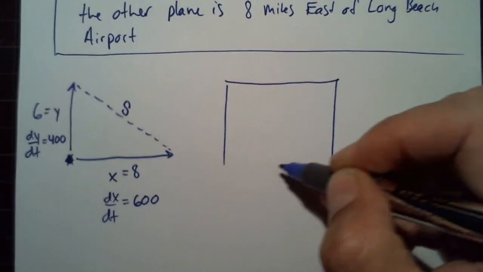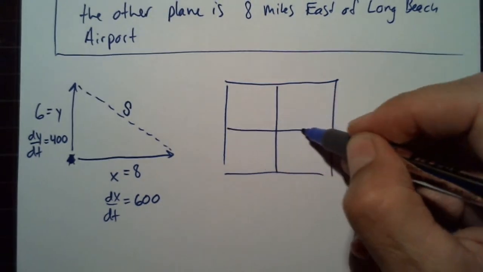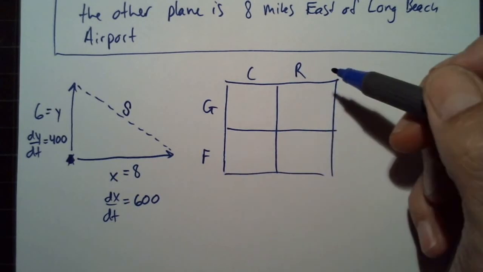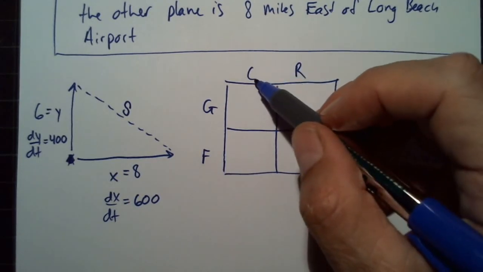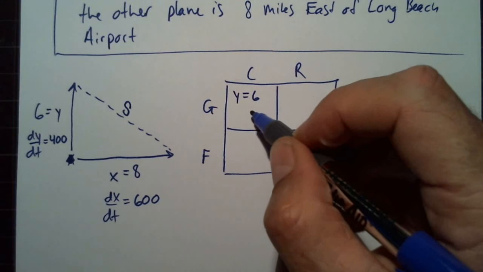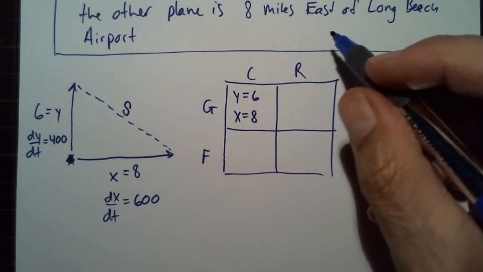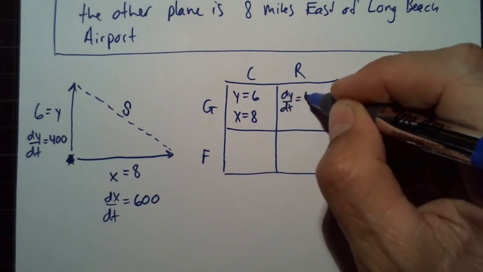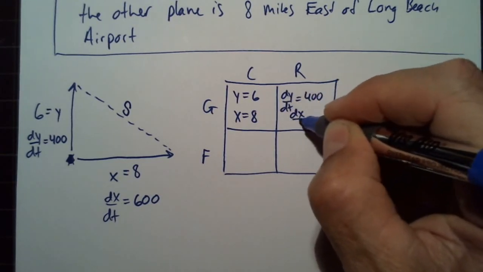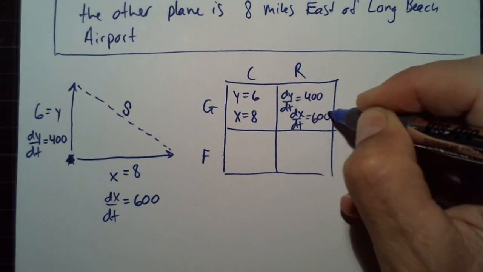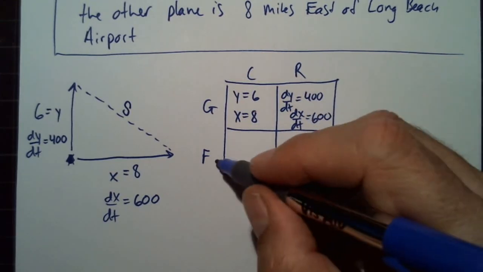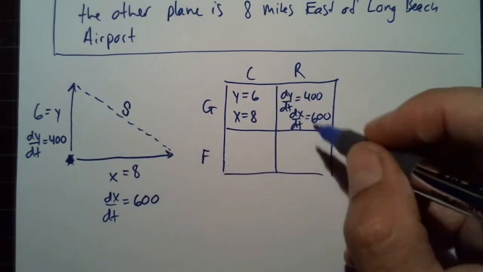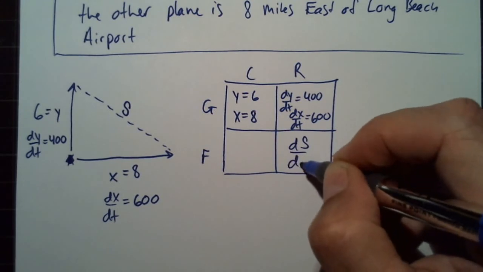Let's organize this information. We have constant, rate, given, find. Okay, constants that are given: y equals 6, x equals 8. Rates that are given: dy/dt is 400, dx/dt is 600. And what rate are we supposed to find? The rate of change of the distance between them, ds/dt.